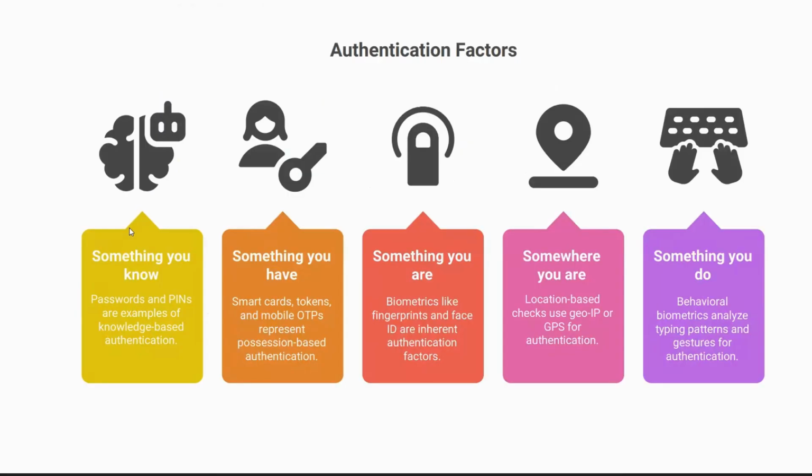So just a summary of the different authentication factors. Something you know: passwords and PIN. Something you have: smart cards, token. Something you are: biometrics. Somewhere you are: your location. And something you do: your behavioral biometrics analyzes typing patterns and gestures for authentication.